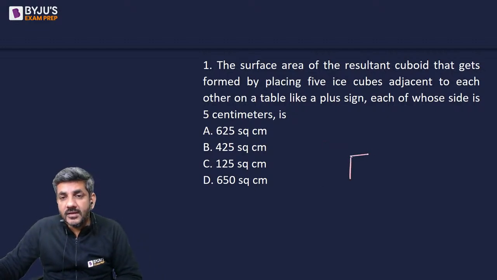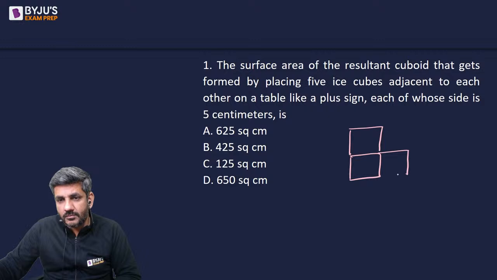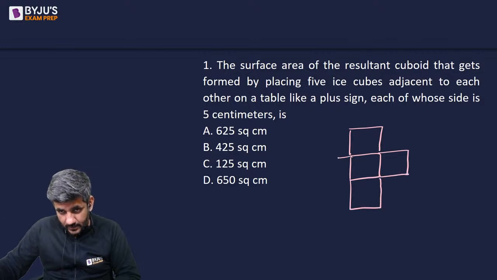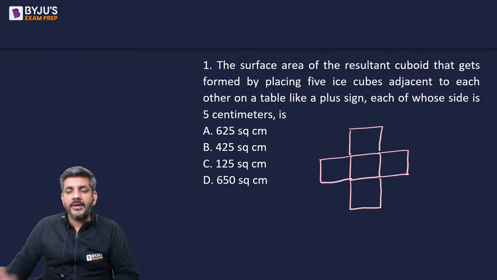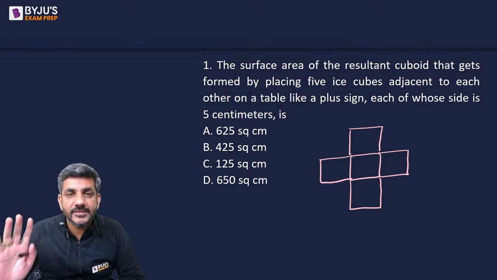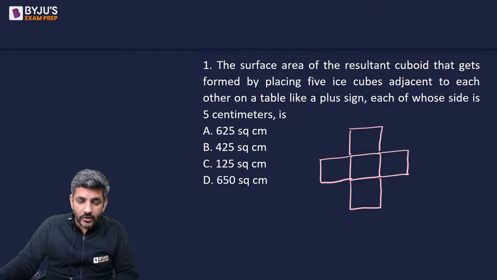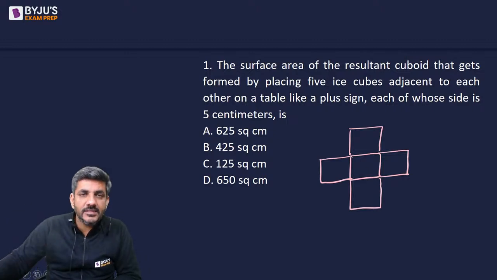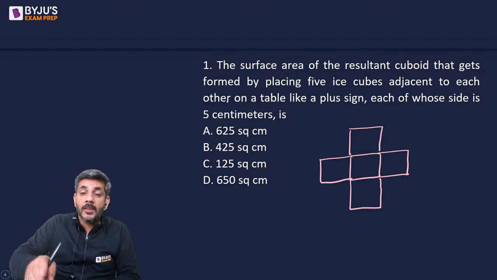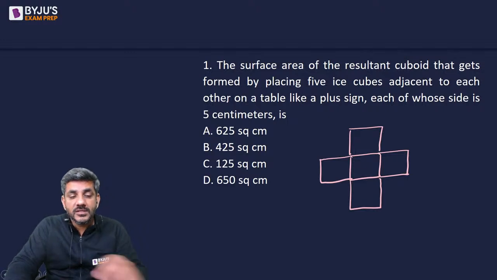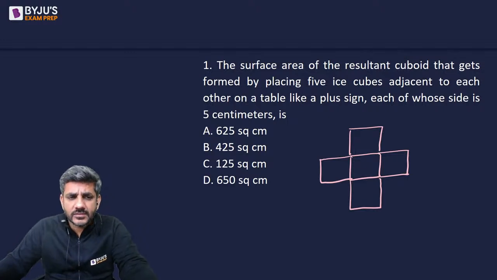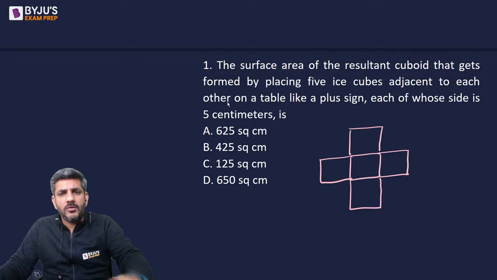Like, if this is one of the ice cubes, one ice cube would be put over here, one ice cube over here, one over here, and one ice cube is here. Now it makes a plus sign. So there are 5 ice cubes that you currently see on your screen. Of course, I am only showing you the 2D version, but actually they are in 3D because these ice cubes are generally in the form of a cube.